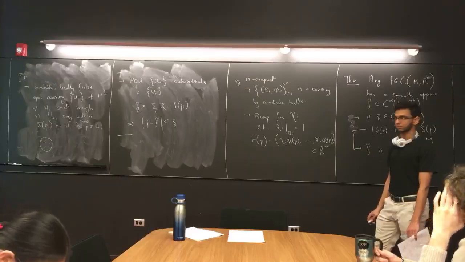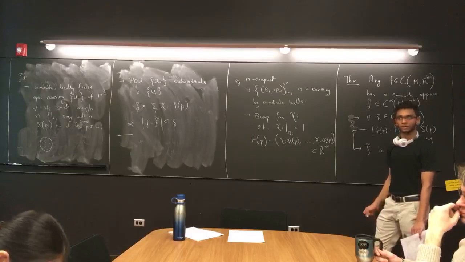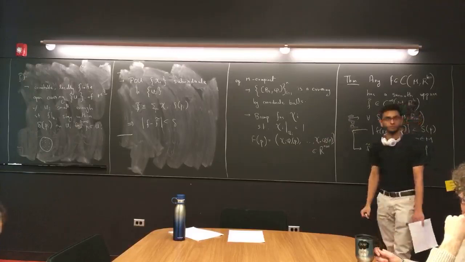Exactly. That's why it's a partition of unity. Yes, but it's a partition of unity subordinate to U_i. So if the point p_i is outside of some particular U, the corresponding chi at that point will be zero. But if we have two overlapping, then you'll have two chi's over there that add up to one.